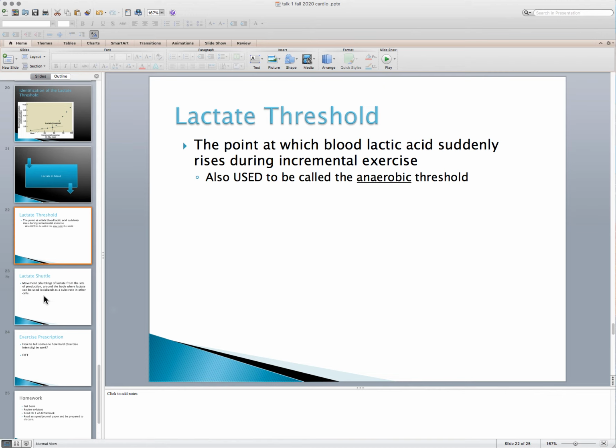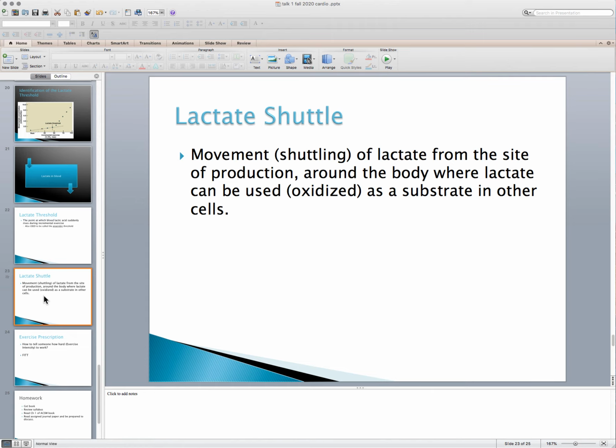And this lactate shuttle, as I described in pictures, is the movement or shuttling of lactate from a site of production around the body where lactate can be used as an energy source, or it can go to the liver and be stored as glycogen. So this is called the lactate shuttle. And lactate and lactate concentration can be one marker of exercise intensity.